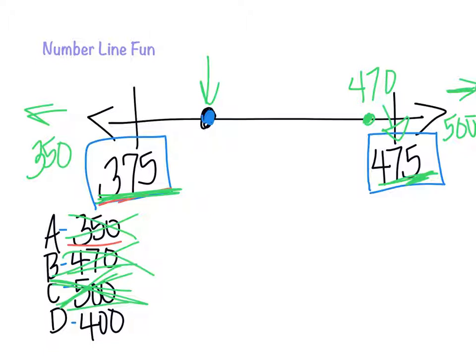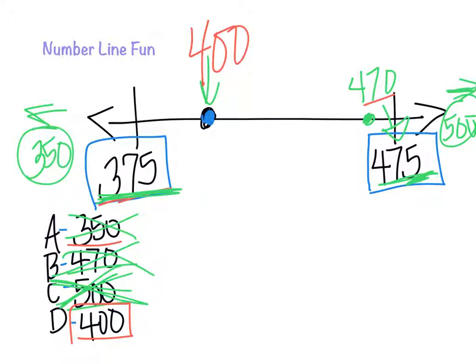I had two. One that was way too small, one that was way too big in order for it to work. So now I'm going to my last answer choice. My last answer choice shows 400. Now, if I know that this is 470, I see 375, and I know all the other answer choices are incorrect, what would this dot be? Excellent, yes. My dot would equal 400.